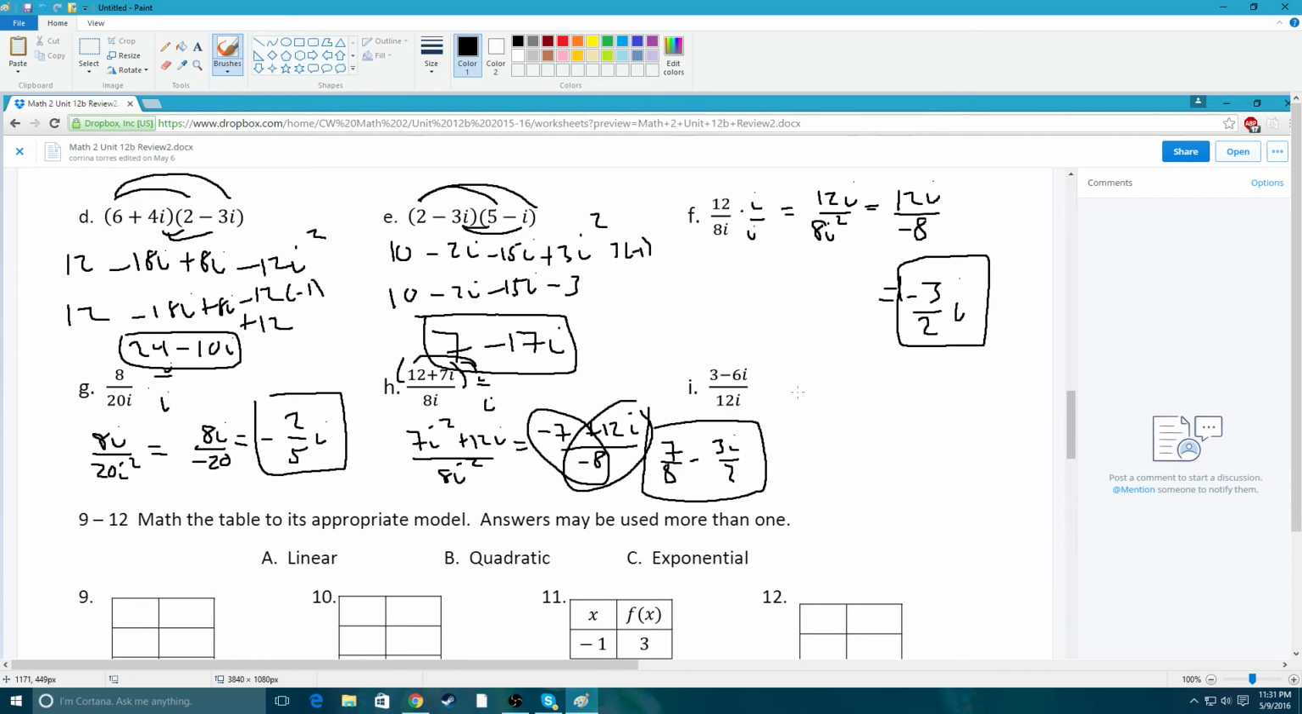Okay, for number 1, you can do it the same method. I'm going to do it a different method for other people who are watching. So you can split this up into 3 over 12i minus 6i over 12i. The first part reduces to 1 over 4i. Next part reduces to negative 1/2. Because i is on bottom, you multiply top and bottom by i, and you get minus i over 4.